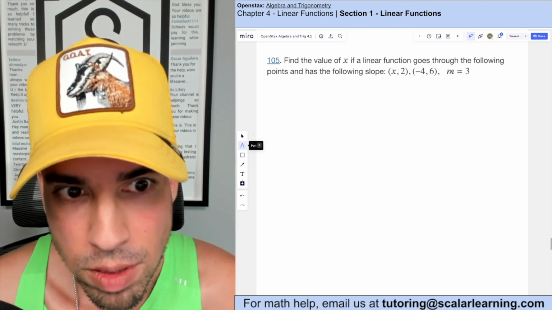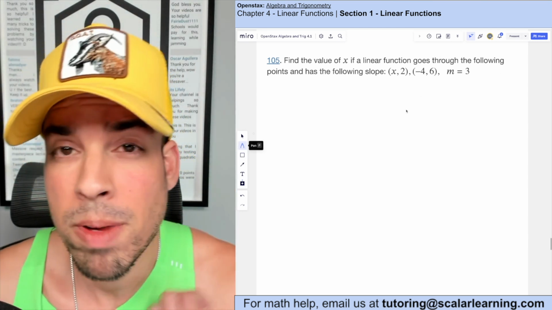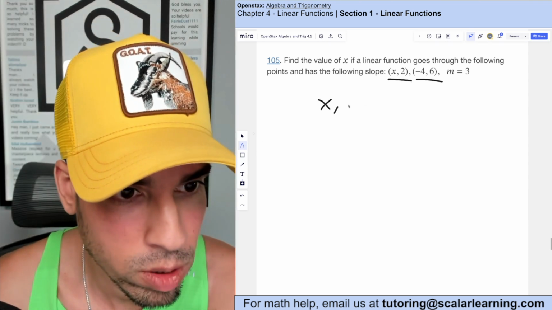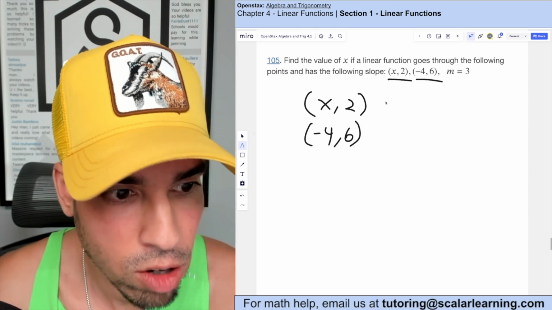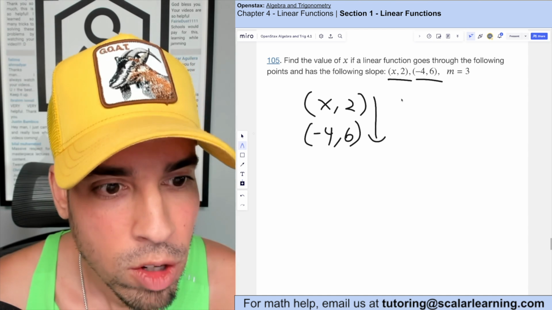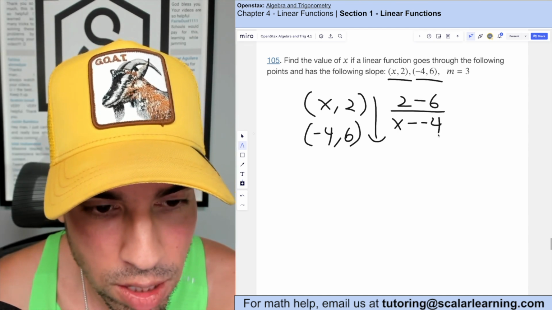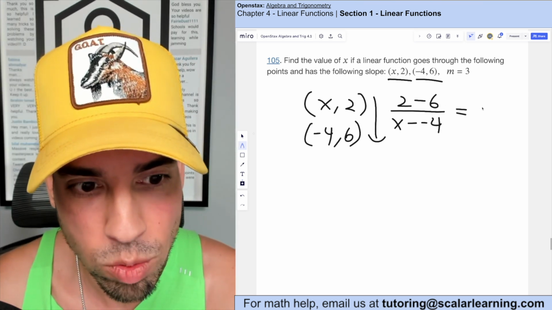Find the value of x if a linear function goes through the following points and has the following slope. So what I'm immediately going to do is I'm going to take this coordinate, I'm going to stack it, as I always do, right? X, comma 2, negative 4, comma 6. I'm going to calculate the slope by subtracting down. So I got the difference of the y values on top over the difference of the x values on the bottom. And guess what? I already know what this is supposed to equal. This is supposed to equal 3.